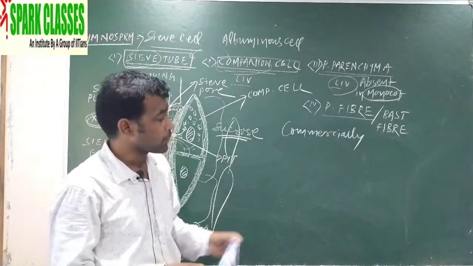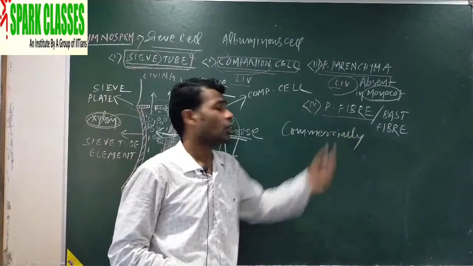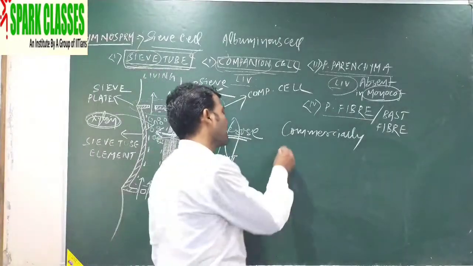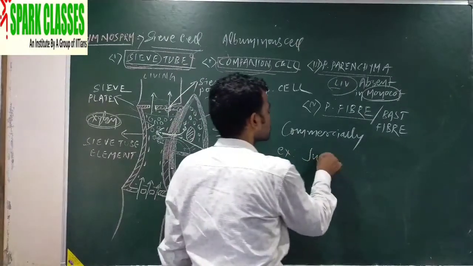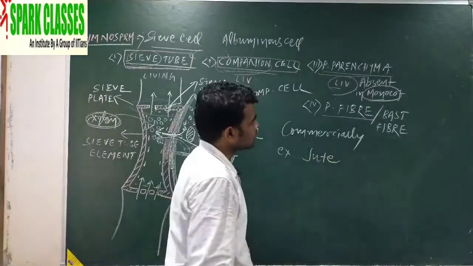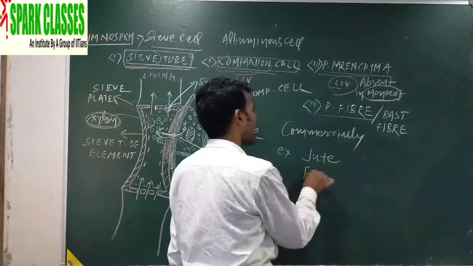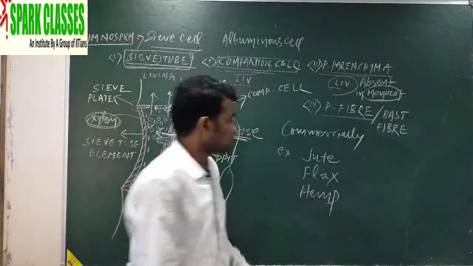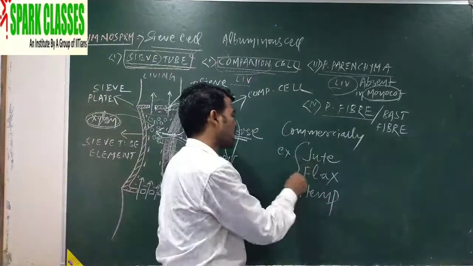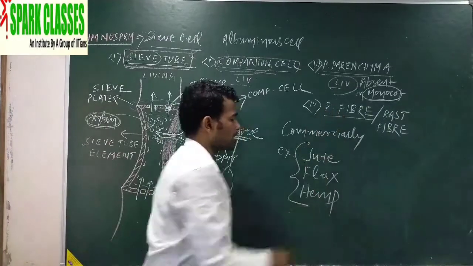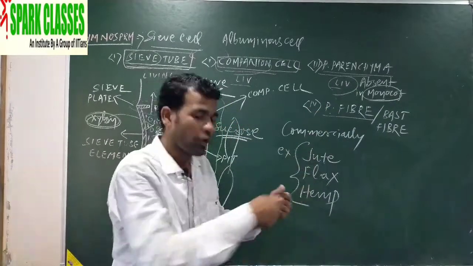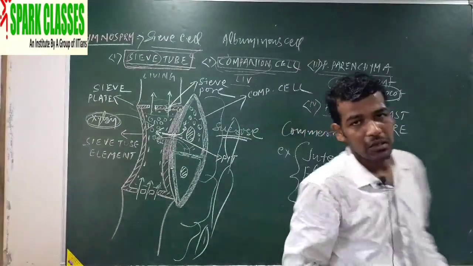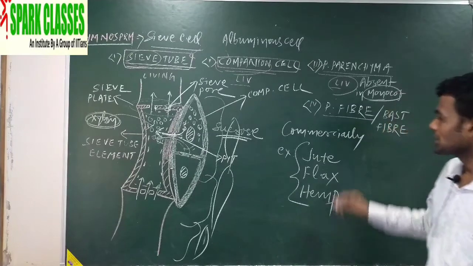Why are they commercially important? Because by using this bast fiber or phloem fiber, we can make ropes, just like cotton rope. Some examples: one is the jute plant. All of you know jute plant is used for rope making. Another is flax. Another is hemp. The phloem fibers of these plants are collected and used for making rope. So commercially important, phloem fibers or bast fibers are found in jute, flax, hemp.